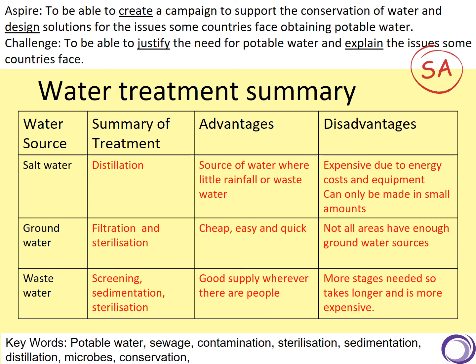Groundwater, the two main areas are filtration and sterilisation. We know it's cheap, easy, quick, and can be used in large quantities. Not all areas have enough sources of groundwater. Then the wastewater, we know the three main stages of screening, sedimentation and sterilisation. The advantages is there's good supply wherever there are people. The disadvantages, there are more stages needed, so it takes longer and as a result is more expensive. So again, just make sure you've got all of those ideas down and amend any of your answers if you need to include more detail or to change anything that you got a little bit muddled on.